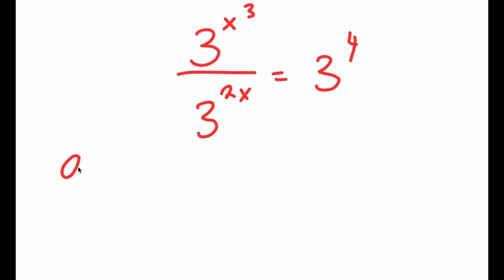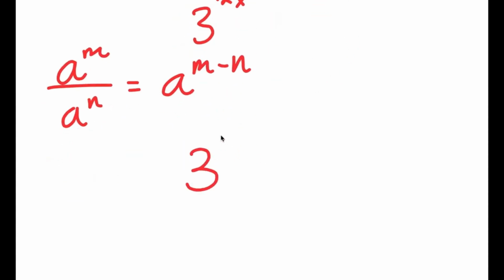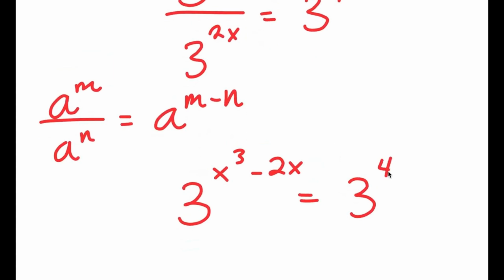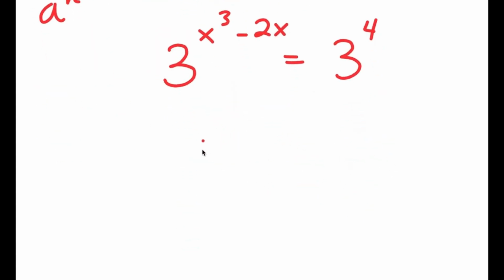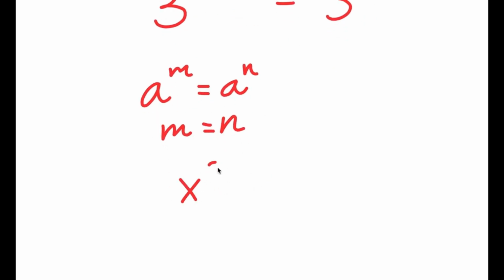Now, if I have something in the form a to the power of m over a to the power of n, this is equal to a to the power of m minus n. So 3 to the power of x to the power of 3 over 3 to the power of 2x is going to equal 3 to the power of x to the power of 3 minus 2x, which is equal to 3 to the power of 4. And now, if I have something in the form a to the power of m is equal to a to the power of n, this means that m is equal to n. So x to the power of 3 minus 2x is equal to 4.